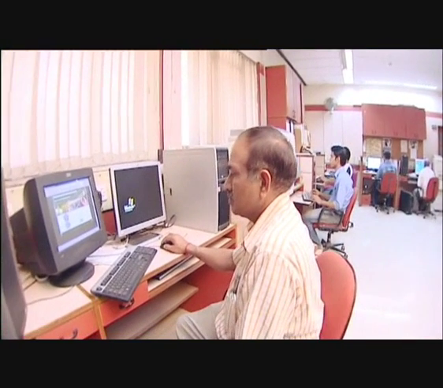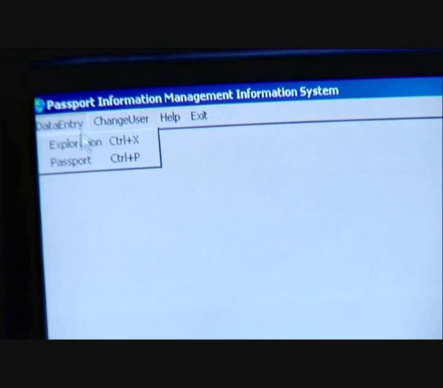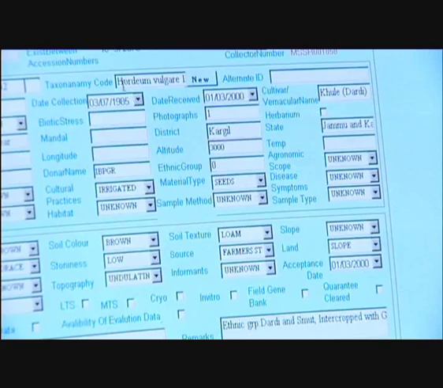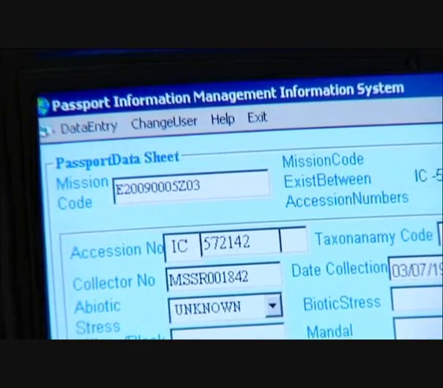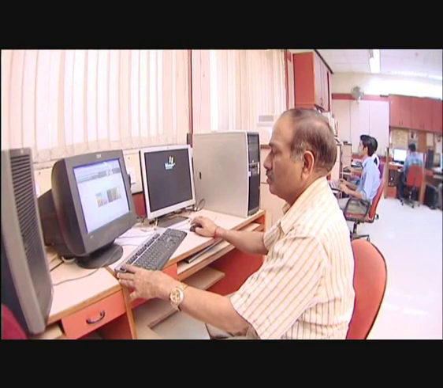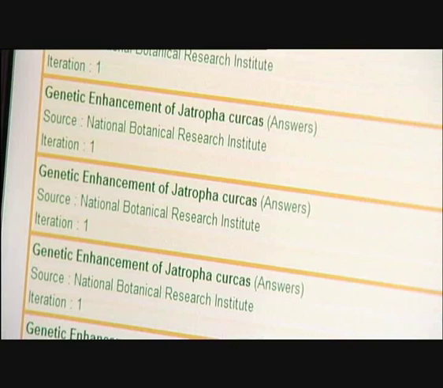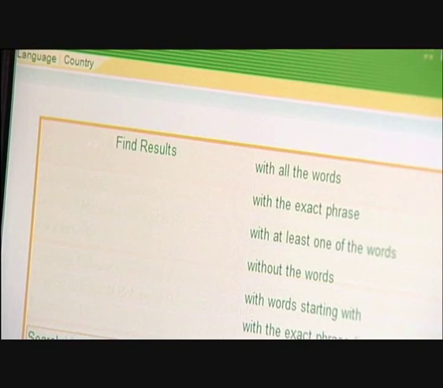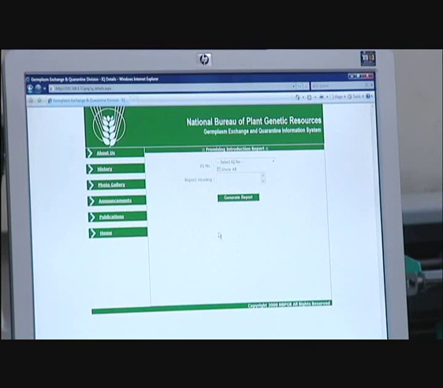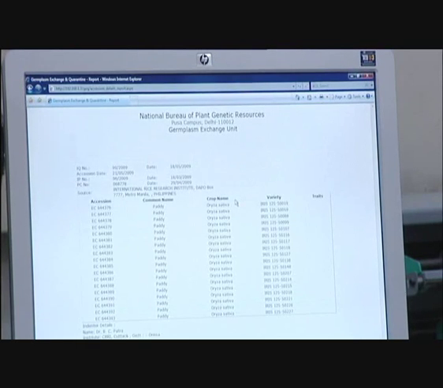All germplasm that is collected, evaluated, and conserved is systematically documented. The most important step is assigning a unique identity number to each accession: IC number for indigenous collections and EC number for exotic collection. NBPGR has developed online databases for easy access and retrieval of passport data and information on germplasm exchange, quarantine and conservation of PGR. Detailed information on germplasm characterization and evaluation are available in the form of crop catalogs, and all plant germplasm, exotic and indigenous, are available in plant germplasm reporters and crop inventories.